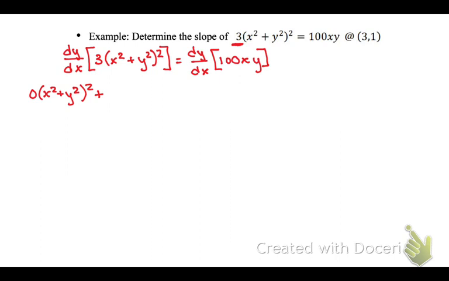Okay. So plus the first thing, which is 3 times 2 x squared plus y squared to the first, right? Yes. Times, now be careful here, because there's 2 terms in here. We have to take the derivative of both. So derivative of x squared is 2x plus the derivative of y squared is 2y y prime. Again, why is it the y prime? Because the variables don't match.